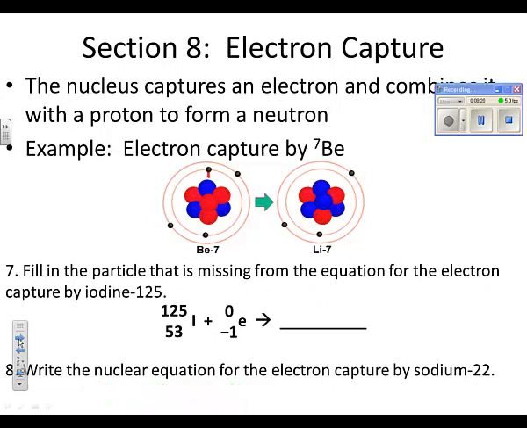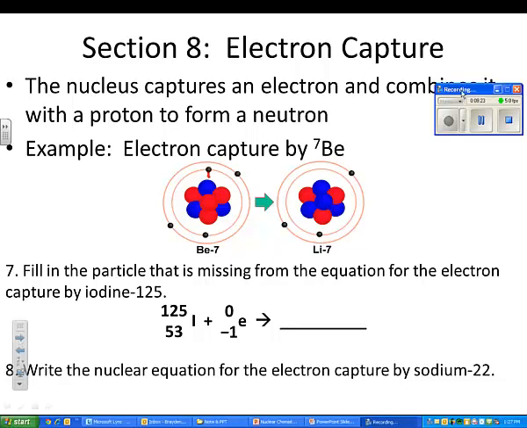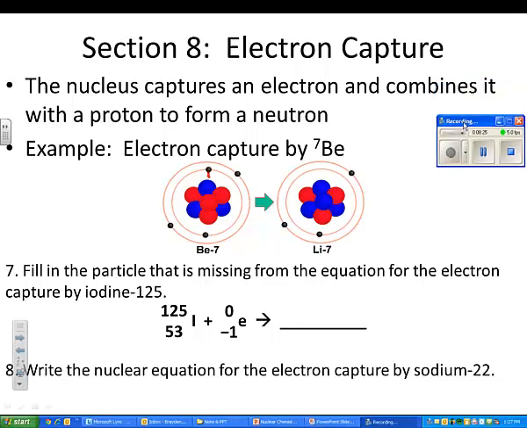Okay, now electron capture. The thing with electron capture, this one's unique, is that here we're combining a beta minus particle to what we started with. So you see now it's in a reactant. It works the same way. 125 plus 0 is 125. And 53 plus negative 1 is 52. Element 52 is tellurium. There we go. So now do the electron capture for sodium-22.